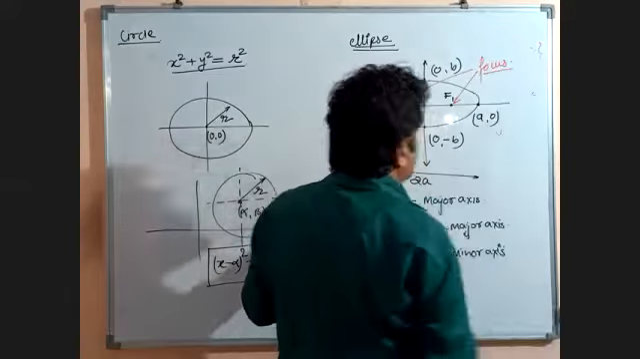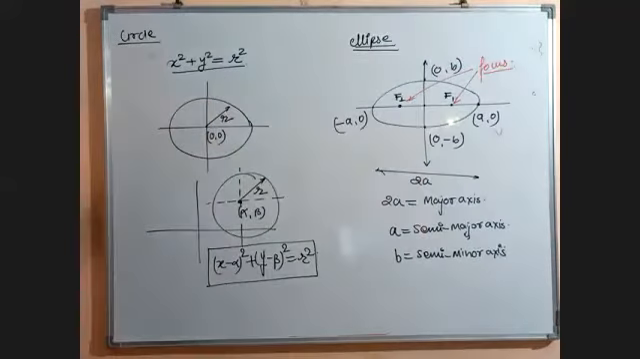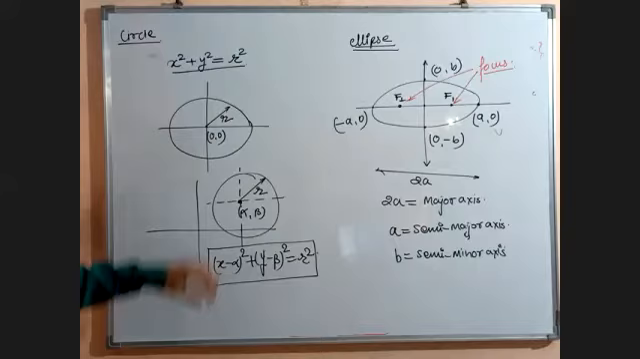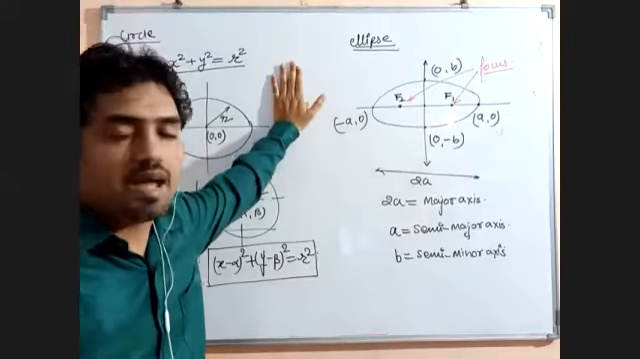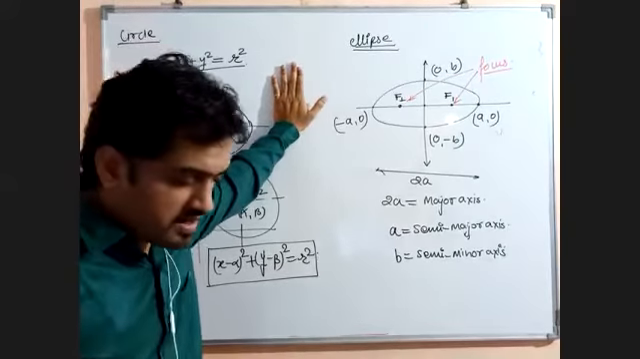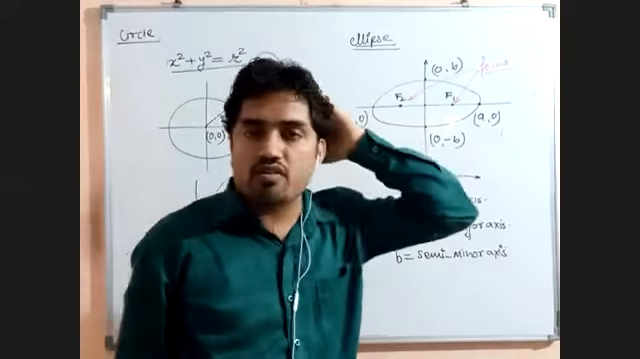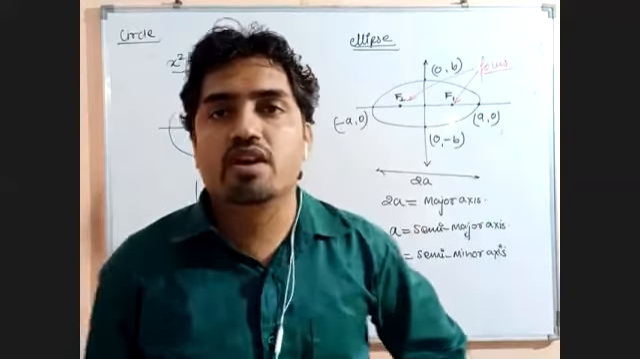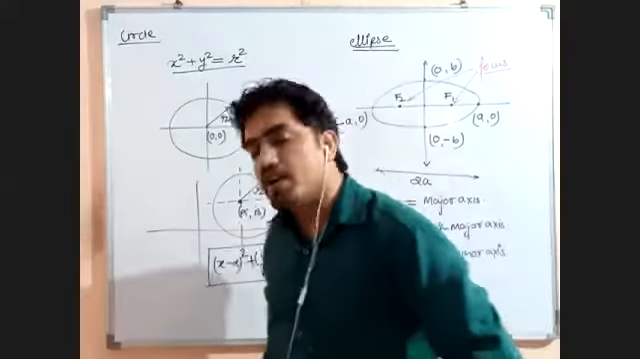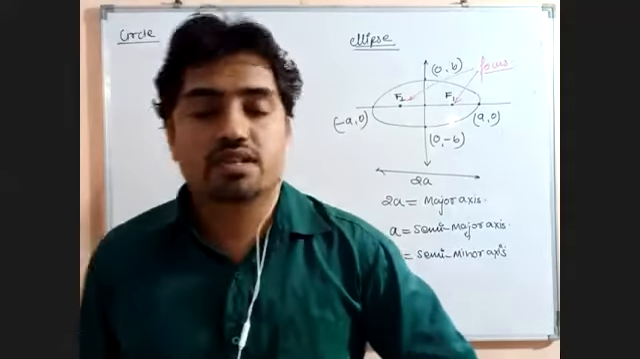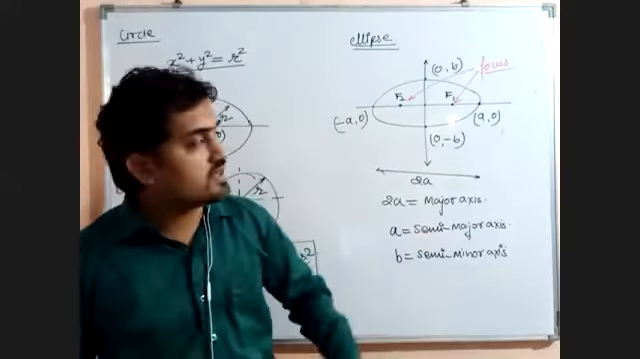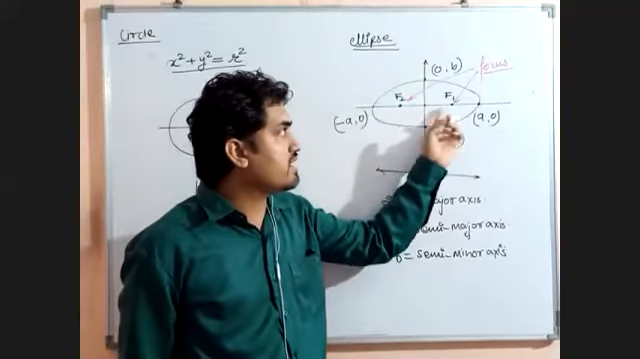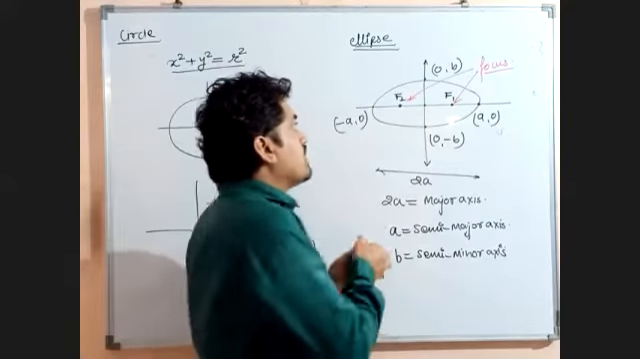Focus of ellipse. So what is the importance of ellipse in physics? I think you very well know about Kepler's law. The first law of Kepler is that all the planets are revolving around an elliptical path around the sun, and the sun is present at one of its foci, either at F1 or at F2.